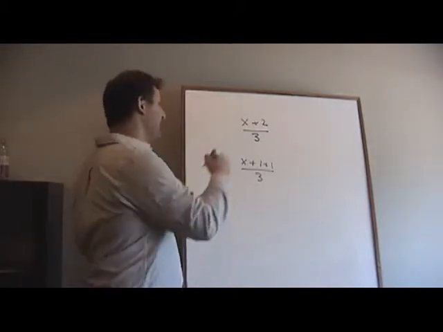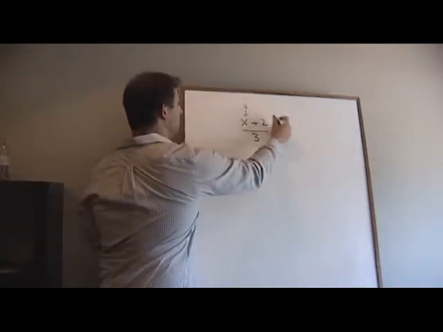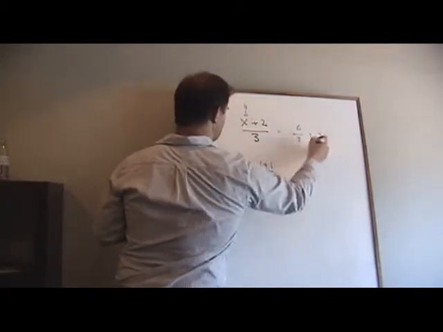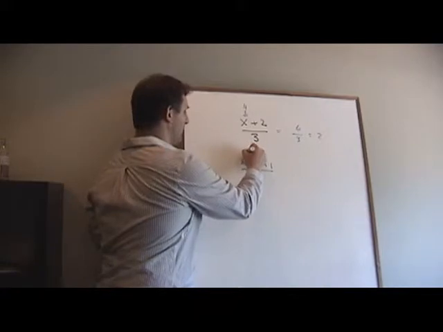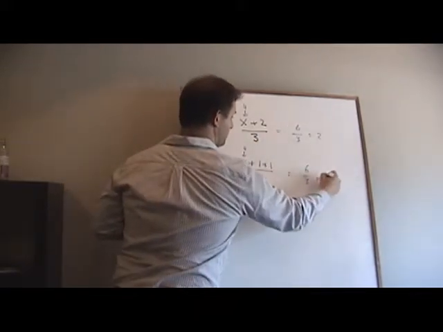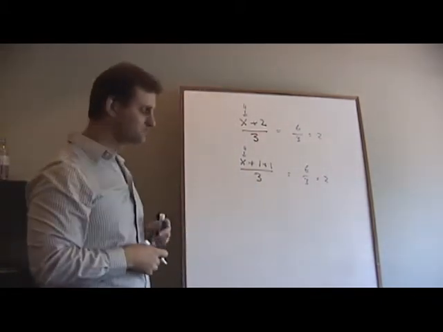For example, I could plug in 4 for x here, and we'd have 4 plus 2 is 6 over 3, which is 2. Down here we'd have, plugging in 4 plus 1 is 5, plus 1 is 6, over 3, and that's still 2, so what we've done is just fine.